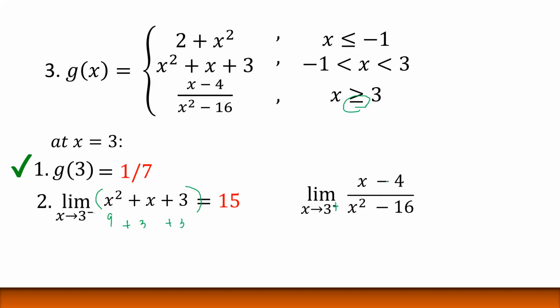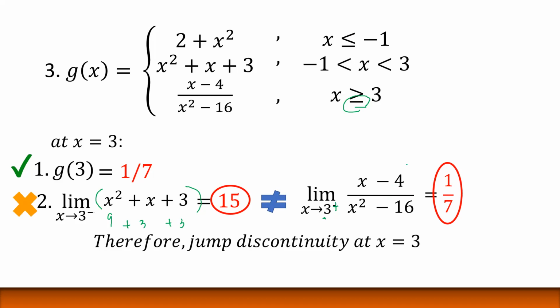Okay. Pero di ba sabi natin if by substituting the number here at makuha na natin is a real number, yun na yung value. So replacing our x by 3 will get 1 over 7. Okay. So this and this are not equal. Therefore, the limit does not exist. And we have a jump discontinuity at x equals 3.